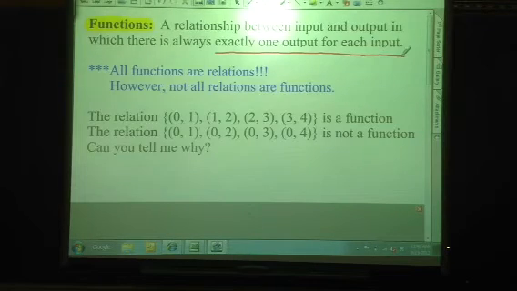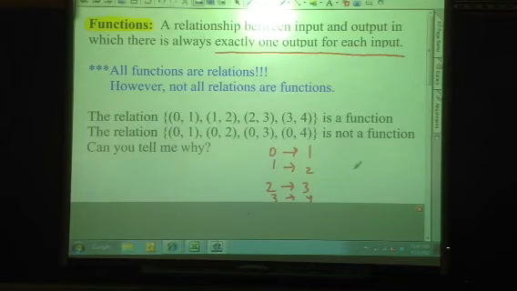As you can see, in the first relation, 0 is being paired with 1. 1 is being paired with 2. 2 is being paired with 3. And 3 is being paired with 4. So each member of the domain is paired with exactly one member of the range.